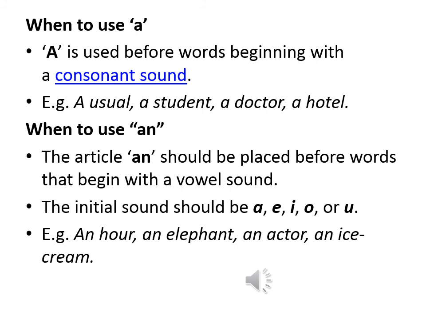When we have to use a, it is used before words that begin with a consonant sound. So for instance, a usual, a student, a doctor, a hotel. But when it comes to an, it should be placed before words that begin with a vowel. So the initial sounds are A, E, I, O, U, and here I have mentioned some examples which are an Anna, an elephant, an actor, and an ice cream.